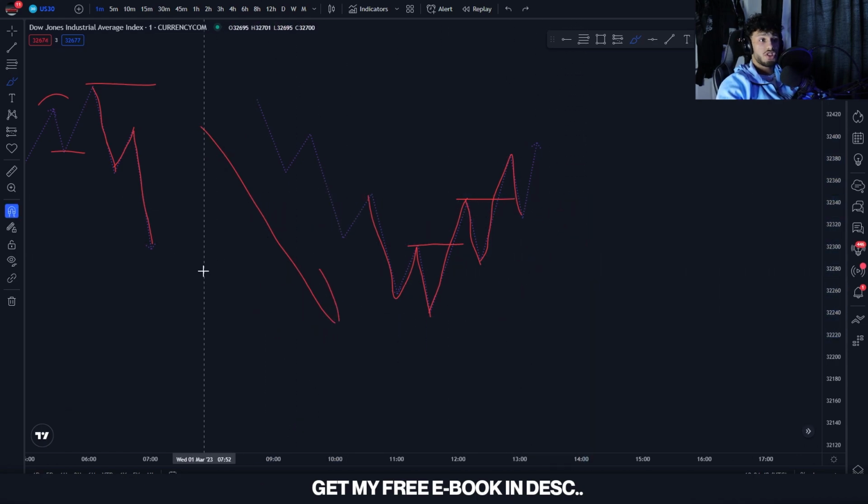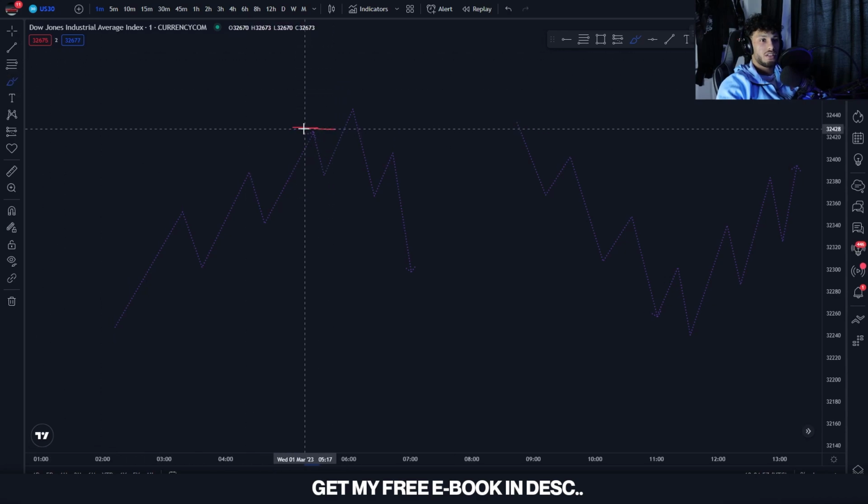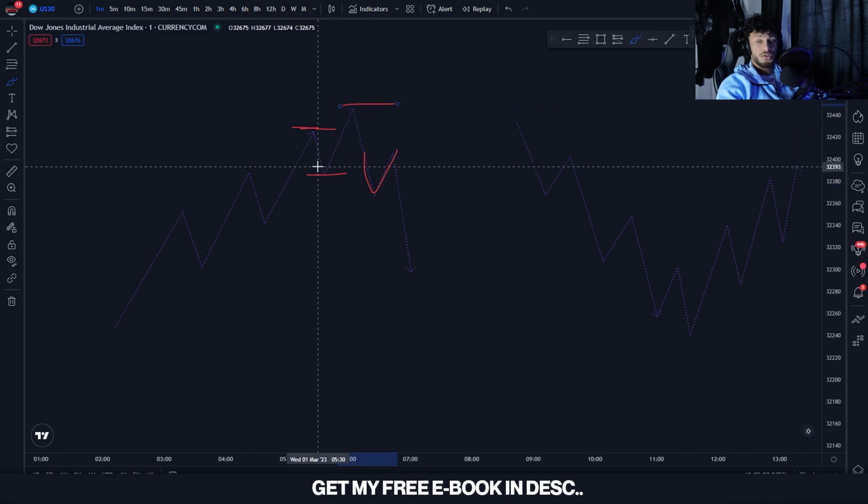Now, rules of a change of character. Let me go back here. What do I need to see? I need to see the previous high cleared right here, and then also the most recent higher low broken. And I need to make sure that price does not break above this high. These are the three things that you look for.